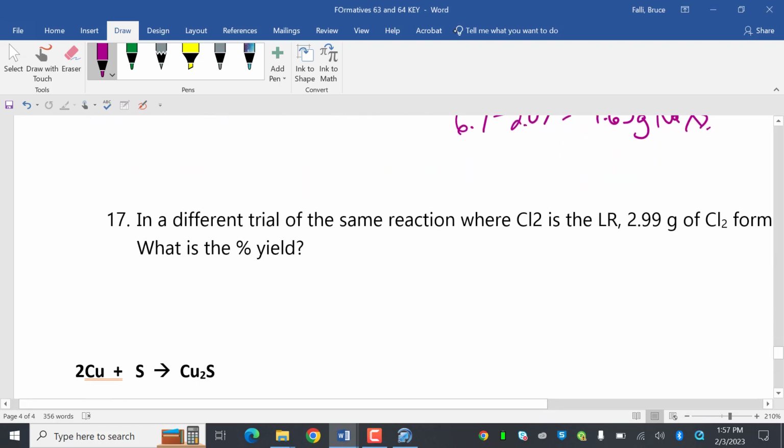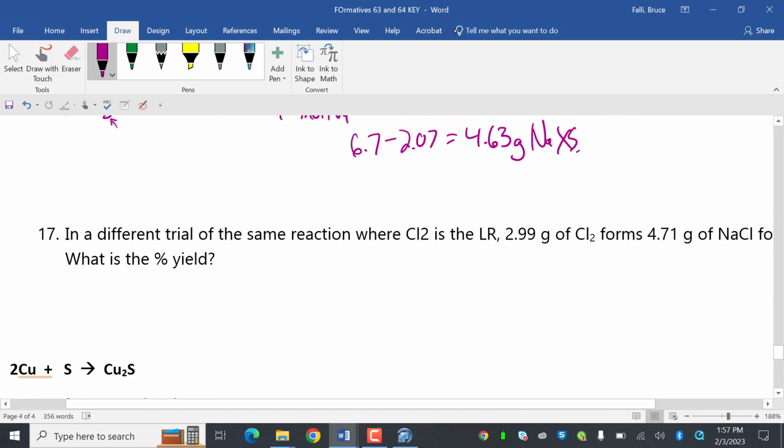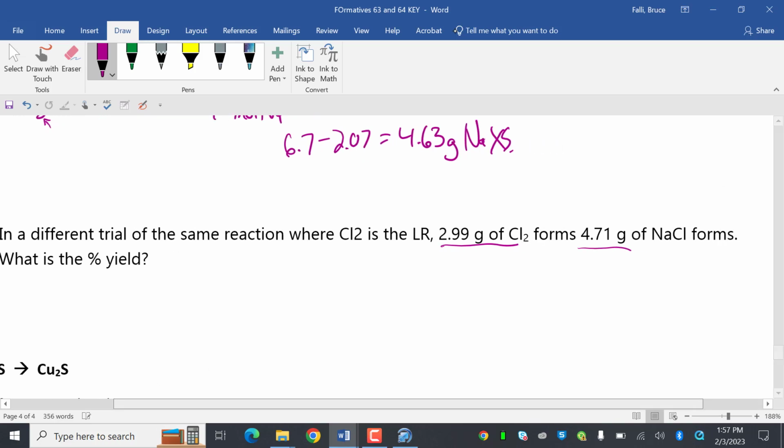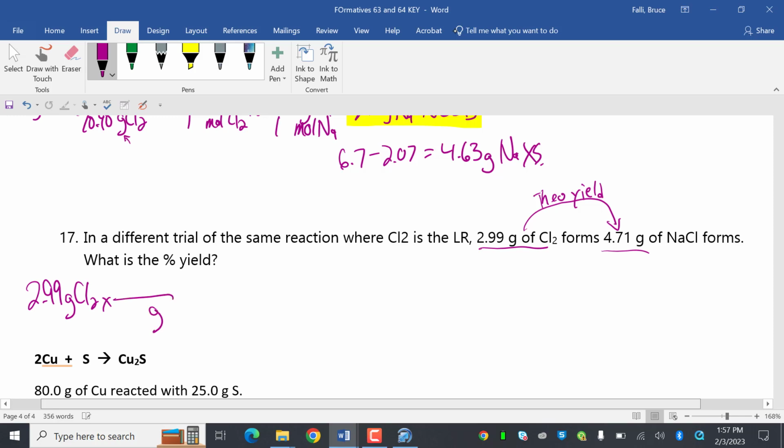All right. In a different trial of the same reaction, where Cl2 is the limiting reactant, 2.99 grams of Cl2 forms 4.71 grams of NaCl. So again, I'm going to convert chlorine into this, and this will give me a bigger number. This is my theoretical yield, which means it's the most you could possibly get. Does that kind of make sense? All right, so 2.99 grams of Cl2 times a dividing bar.